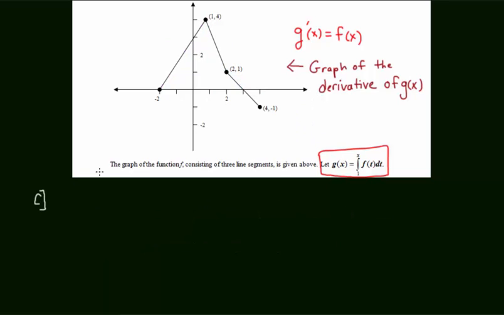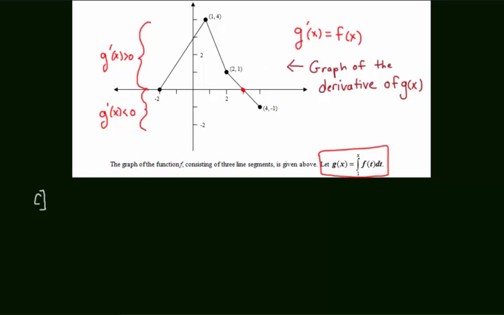Now let's go back to part C. Before I do part C, I want to look at something here. The times when the graph is above the x-axis means that g prime is positive, and times when the graph is below the x-axis, g prime is negative. G prime positive, the function g is increasing. G prime negative, the function g is decreasing. Notice that here, g prime will go from positive to negative.